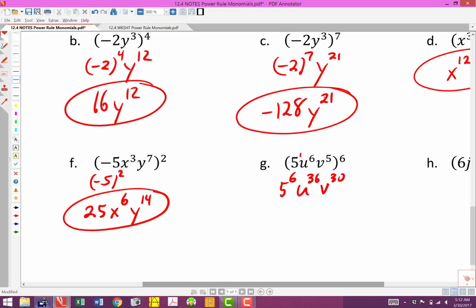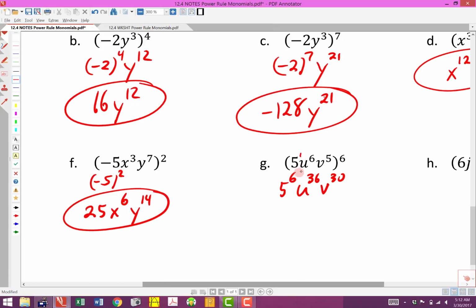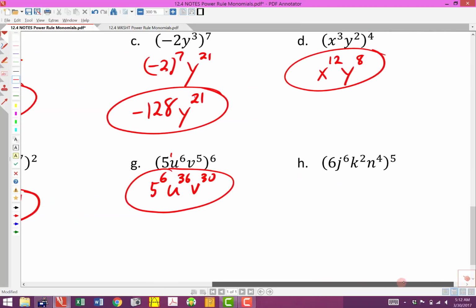Let's go ahead and check this one on the calculator. Let's see how big that is. So we're going to have 5 raised to the 6th power. 15,625. So we're going to go ahead and leave it that way. It's almost nice when it turns out to be those big numbers. And then we've got this last one right here.